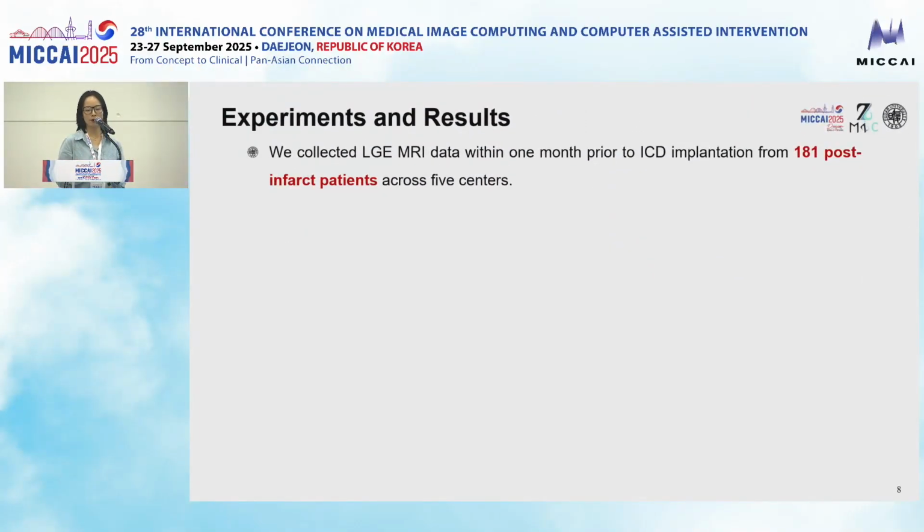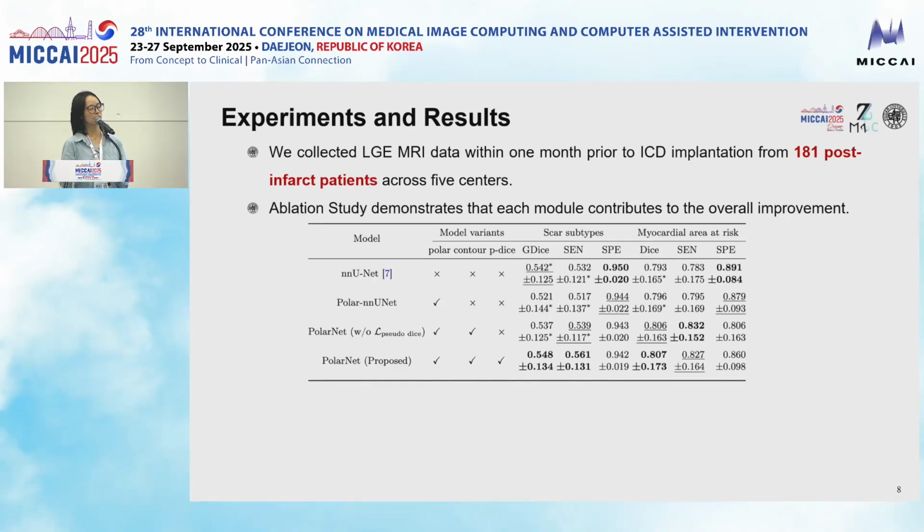For validation, we did our experiment on 181 post-myocardial infarction patients across 5 centers. This is our results. We did some ablation study. Honestly, we do not always get very good results, but in general, we get good performance for the general score and also the sensitivity. I want to highlight that sensitivity is quite important, because if the sensitivity is not accurate, we will miss some patients that are actually at a high risk for sudden cardiac death.